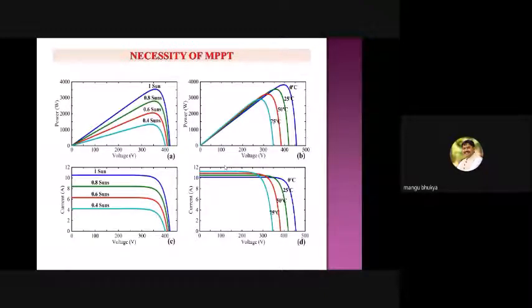Okay, so both should be perpendicular. So we have to ensure that under all conditions the position of the panel and the radiation should be perpendicular. Only under the perpendicular condition will the panel get the maximum energy from the photons. And that depends on the latitude and longitude also. So many factors are there.